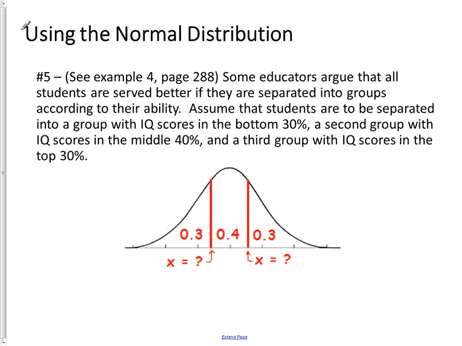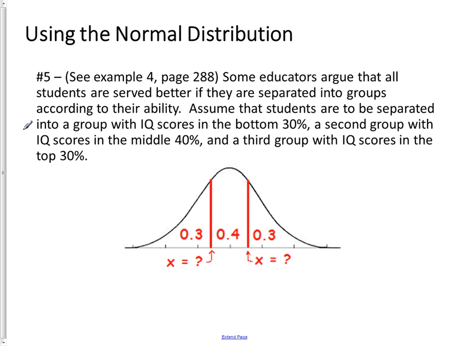Some educators argue that all students are better served if they are separated into groups according to their ability. So let's assume that students are separated into groups using IQ scores, and we're going to have a group that's in the bottom 30%, a second group in the middle 40%, and a third group that is the top 30%. How should we choose our values of x to make that happen? Well, in this case, we're going to have to use a little bit of a different tactic. This time we're going to have to look up a value.